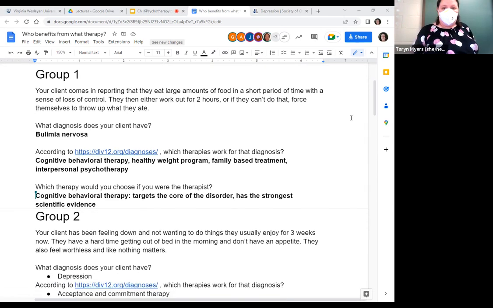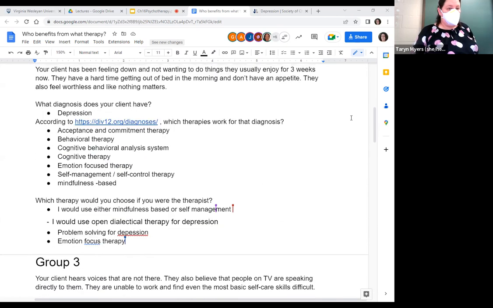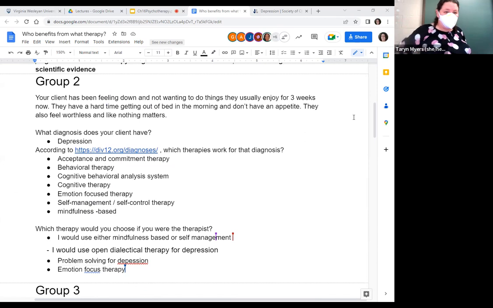Yeah, and honestly, it's just gotten better over the years. It's even better than when I used to do it, honestly, so. Awesome. Okay, group 2, what diagnosis does your client have?